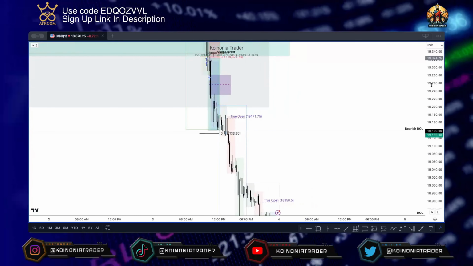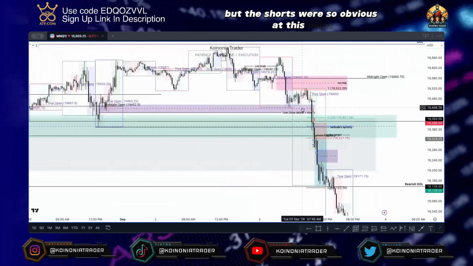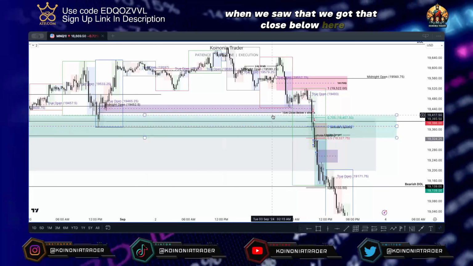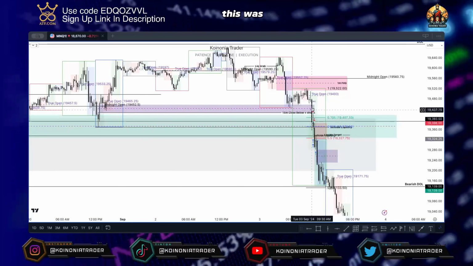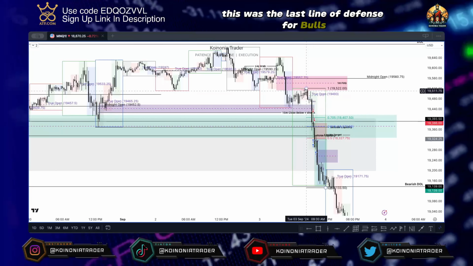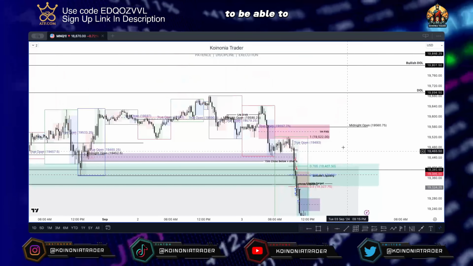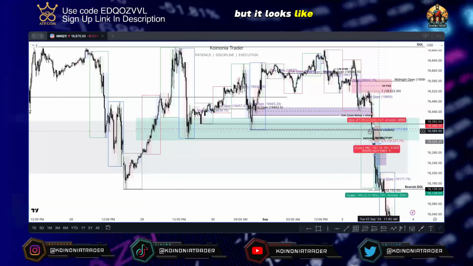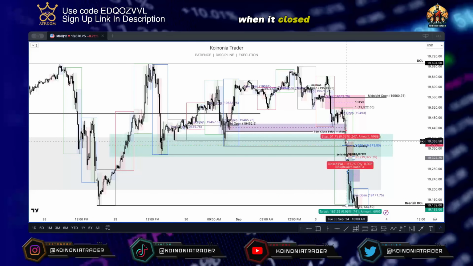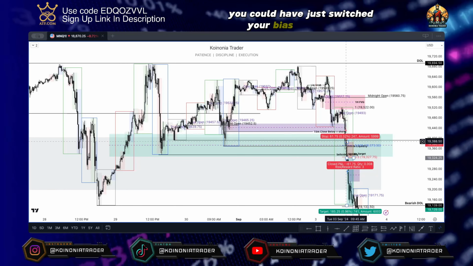That's for sure. But the shorts were so obvious at this point when we saw that we got that close below here. There was no point in price coming back on up. This was the last line of defense for bulls to hold on to be able to move on up to hit this bullish draw on liquidity up here. But it looks like NASDAQ had other plans when it closed below that, and so you could have just switched your bias immediately at that point.